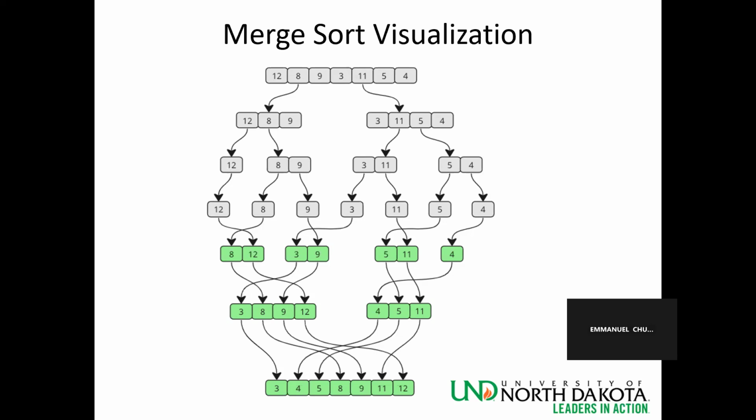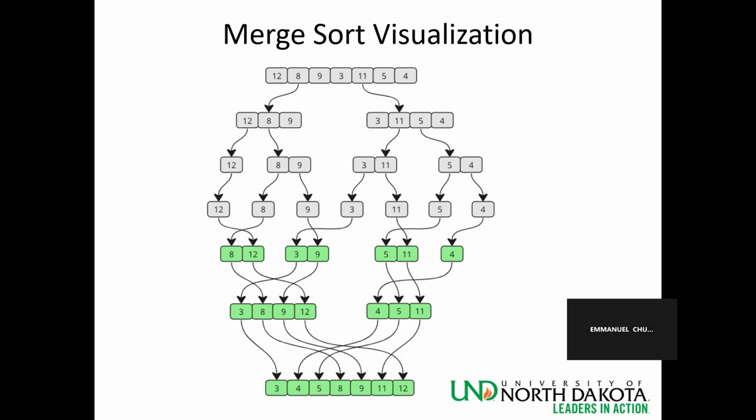Then for the third level, we see that 8 and 9 are further divided into individual elements, and we also see the same on the other side, 3 and 11, 5 and 4. Now we are done with dividing. Now it's time to merge it up.